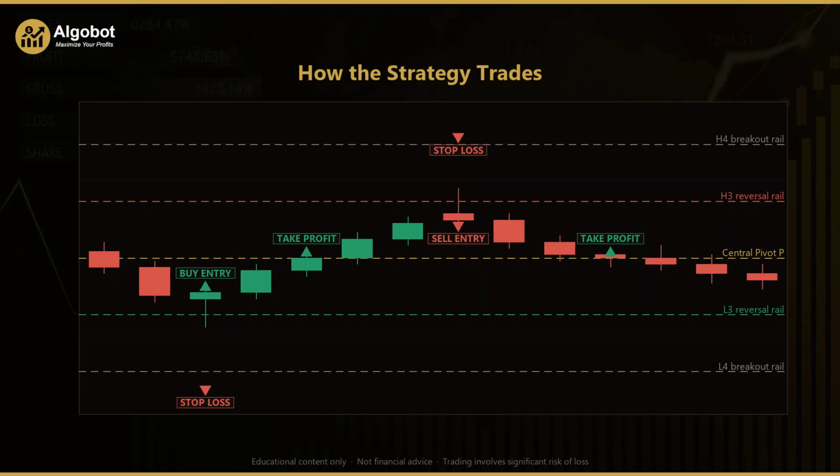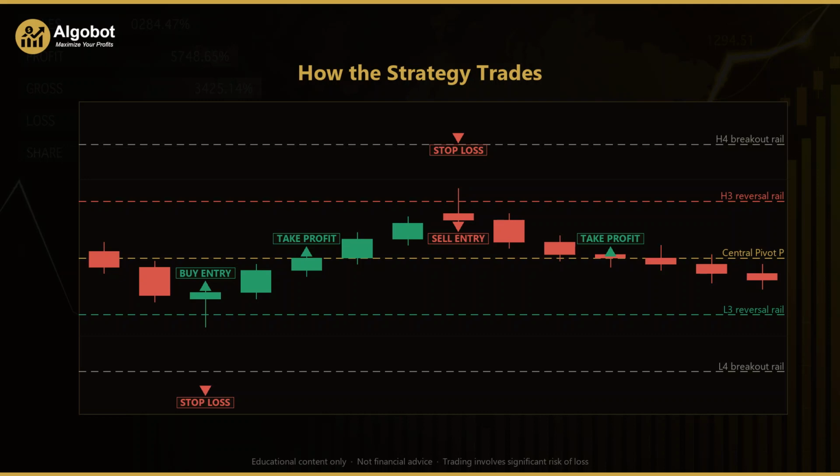And that's the complete rhythm of Camarilla Pivot Reversion. Price stretches out to a reversal rail, shows a candle that rejects the level and closes back inside, and the strategy signals a move back toward the center. Both the long from L3 and the short from H3 share the same destination, the central pivot P, with stops parked safely beyond the outer breakout rails.